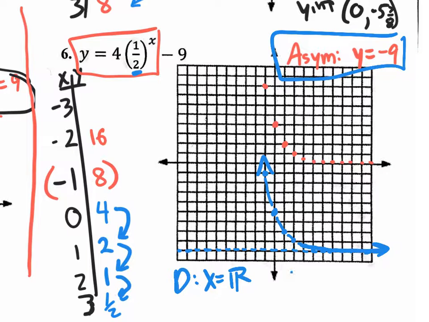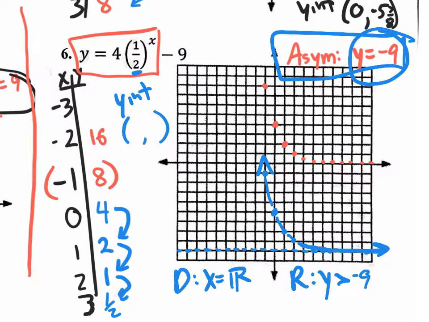What is the domain? X equals all real numbers. What's the range? Y is greater than negative 9. And what is our asymptote? We already said it's y equals negative 9. How about our y-intercept value? 0, negative 5. Now count it. Check it out. Here's the origin. It crosses at 0 and negative 5. And that's all there is to say.